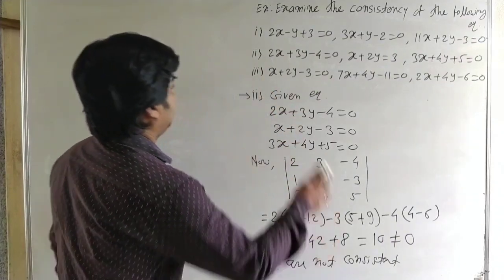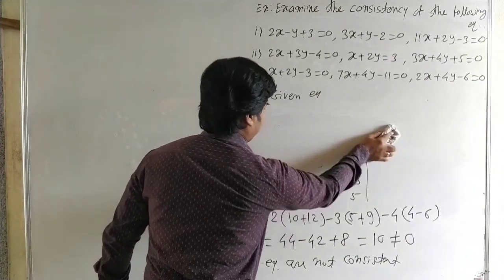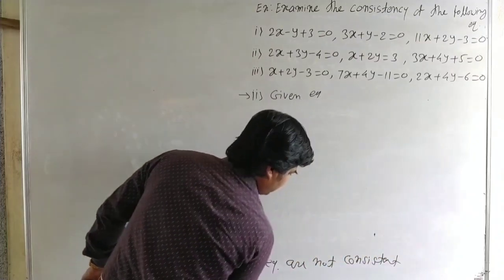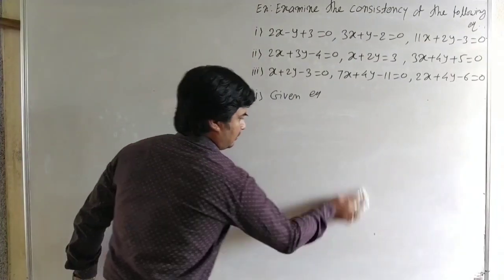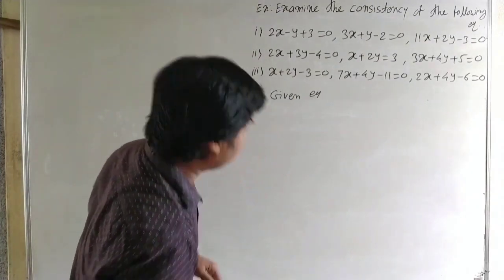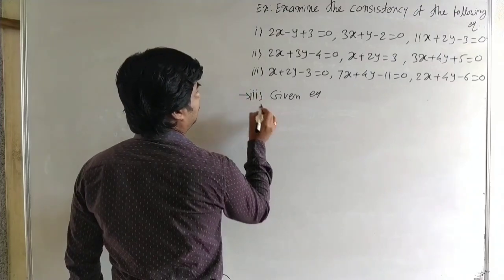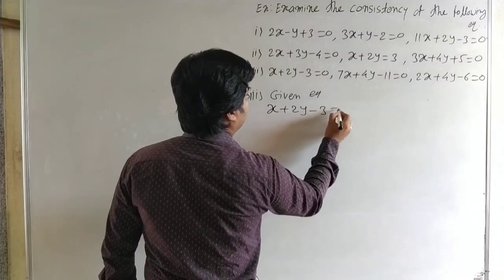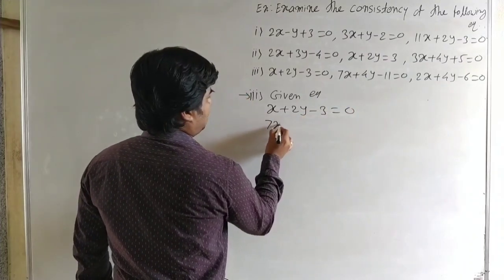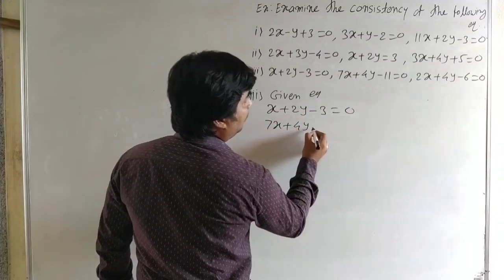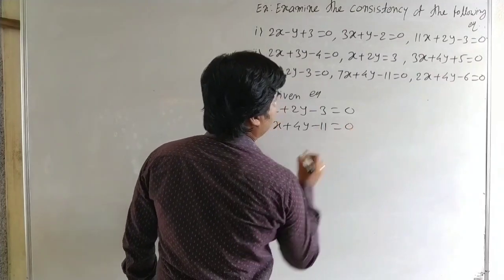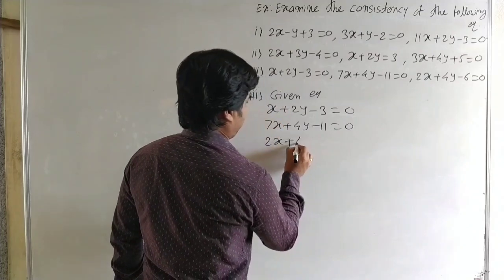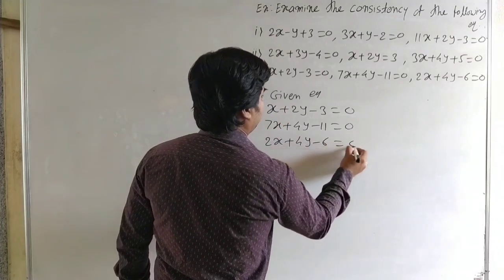Now we can take the last example. It is the third example. Given equations: x plus 2y minus 3 is equal to 0, 7x plus 4y minus 11 is equal to 0, and 2x plus 4y minus 6 is equal to 0.